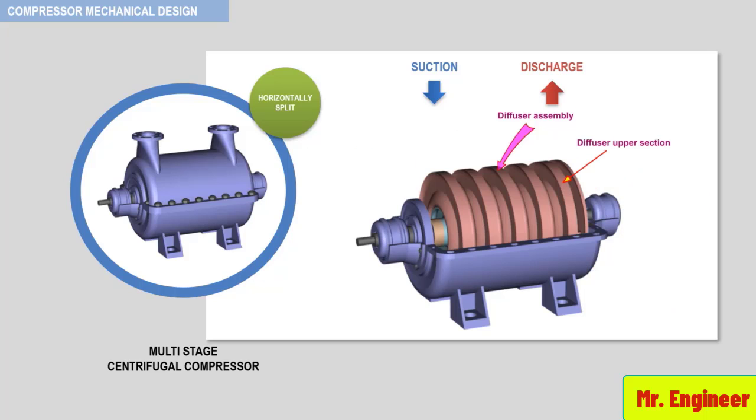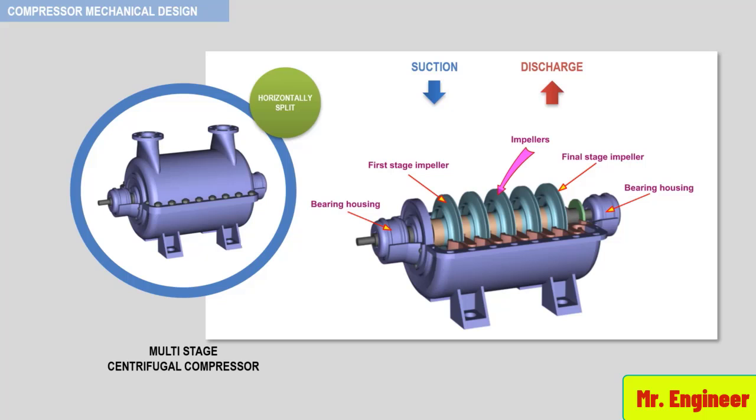On removing the casing upper half, you can see that a diffuser assembly exists below the casing. Let's go further and remove the diffuser upper section. Now the shaft and the impellers are seen. In our example here, it becomes clear that we have 5 compression stages, since we have 5 impellers, making this compressor a 5-stage horizontally split centrifugal compressor.